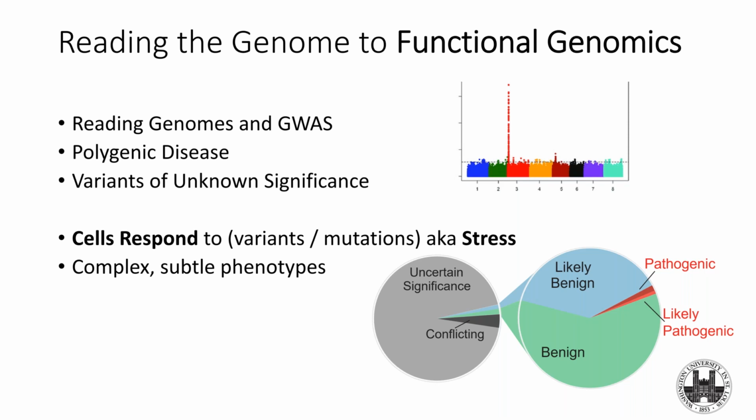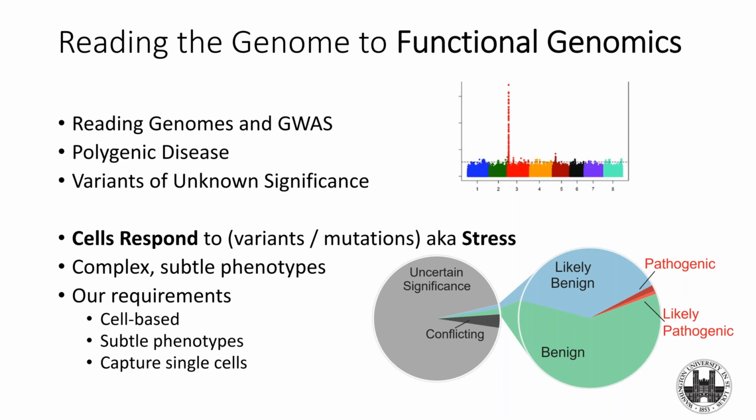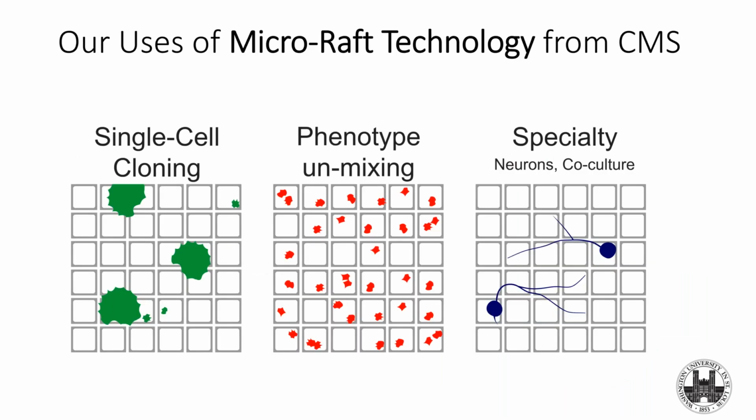So about 2.5 years ago, we started looking for companies to partner with, and our requirements were just those things. We needed a cell-based way to look at very subtle phenotypes and then have the ability to capture single cells and figure out what variants, what mutations they had. And what we came up with is this great company, Microsystems, which we now have an SBIR with, and we've been making some great progress. We use the MicroRaft technology in our lab in 3 different ways.